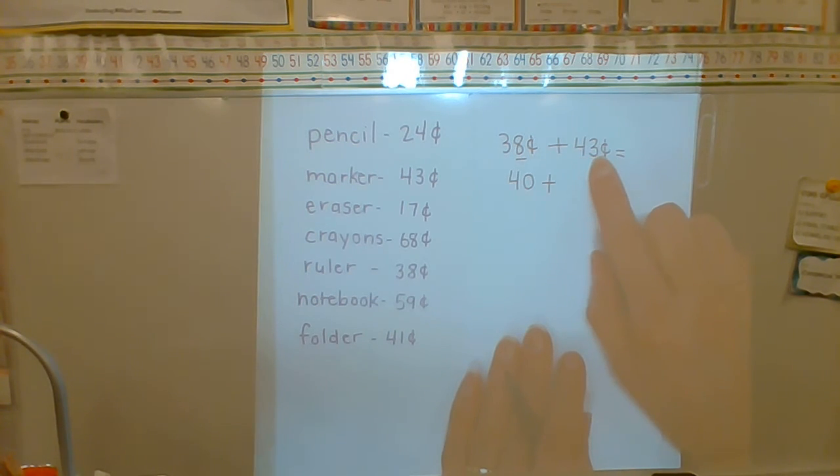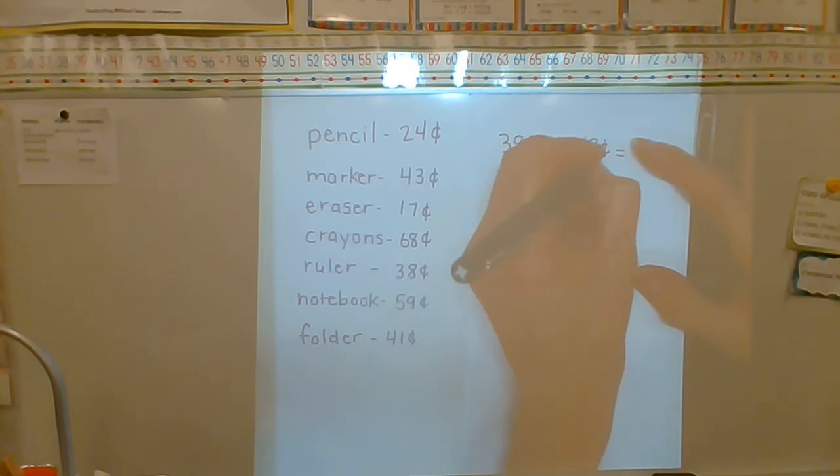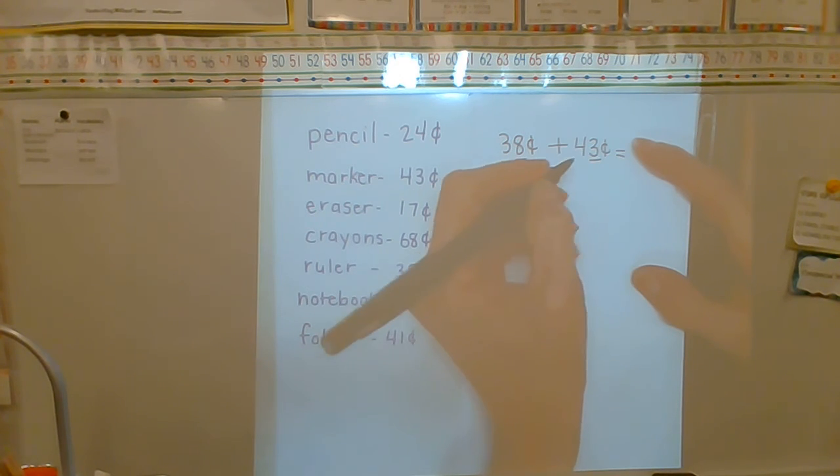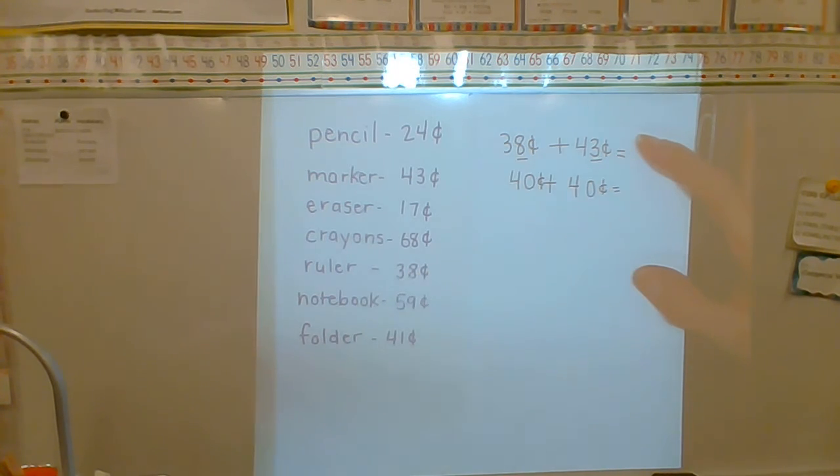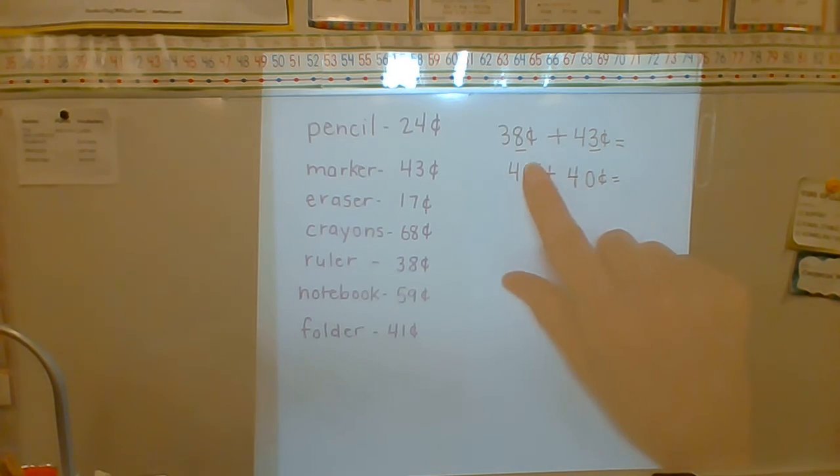43 is between the 40 and the 50. Is 43 going down to 40 or up to 50? That's right. If I look in the ones place, he's going to go down to 40. I forgot a cent sign. Now, 38 cents plus 43 cents could also be thought about as 40 cents and 40 cents.